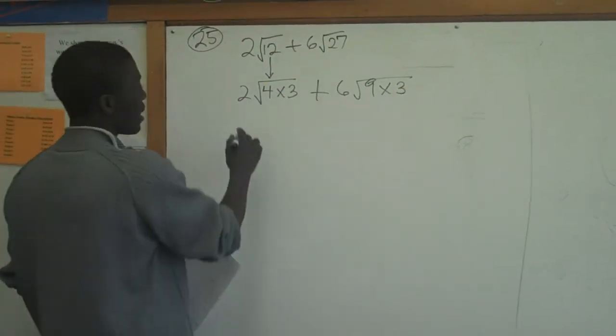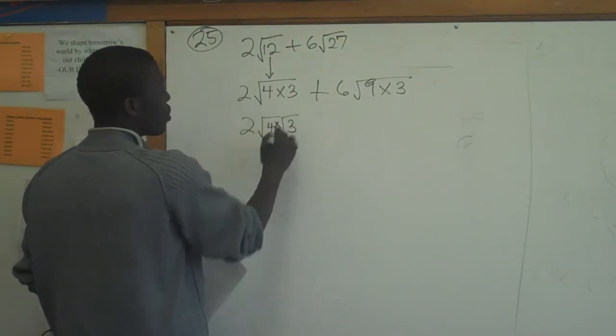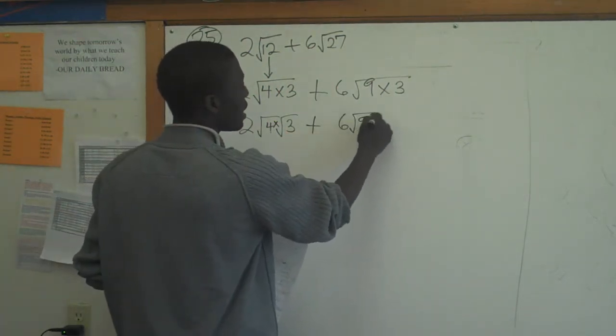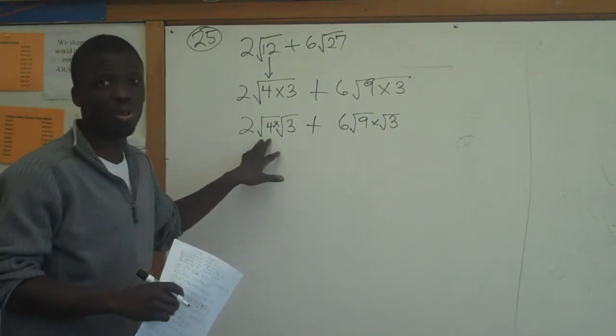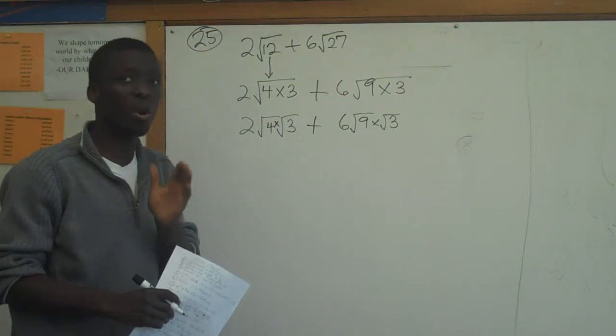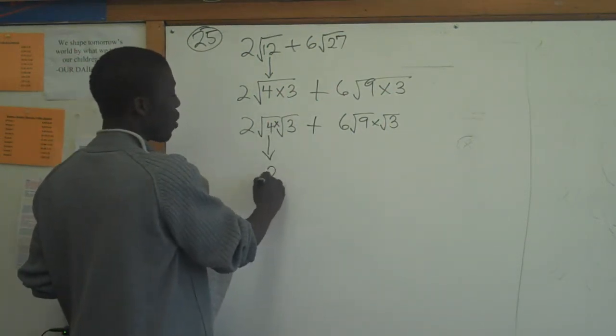So what do I mean by that? This is the same thing as 2 square root of 4 and then square root of 3. So 2 square root of 4 times square root of 3, and then we have 6 square root of 9 times square root of 3. What happens is we can simplify the square root of 4. I didn't just pick two random numbers. I picked two numbers that were helpful. And what you need to do now is to simplify the square root of 4, which is 2.